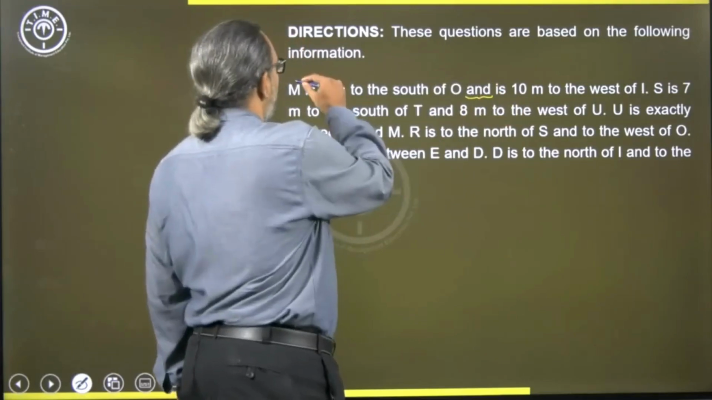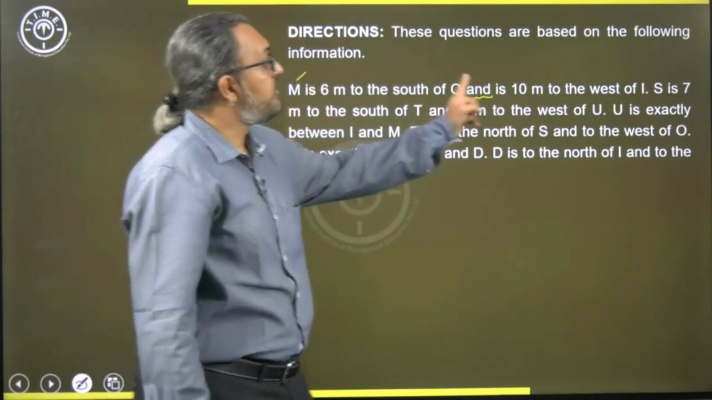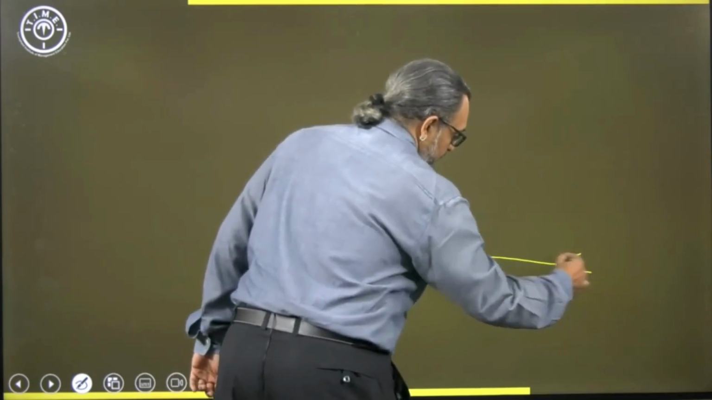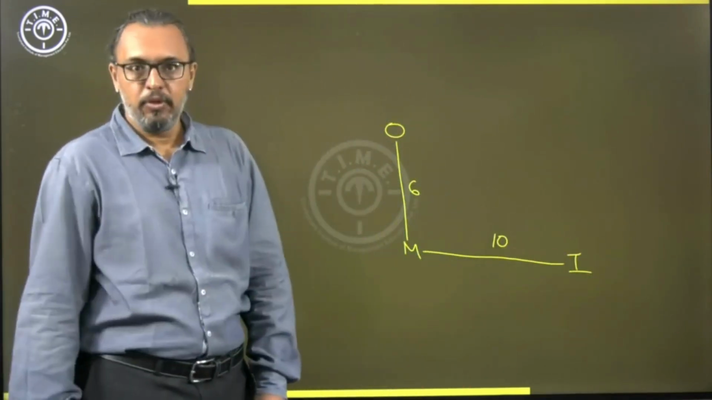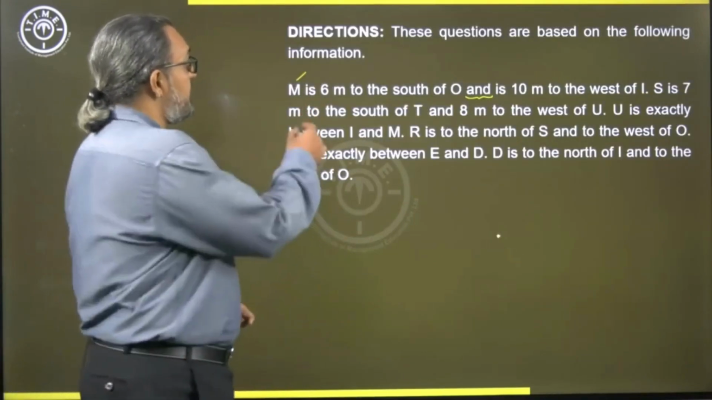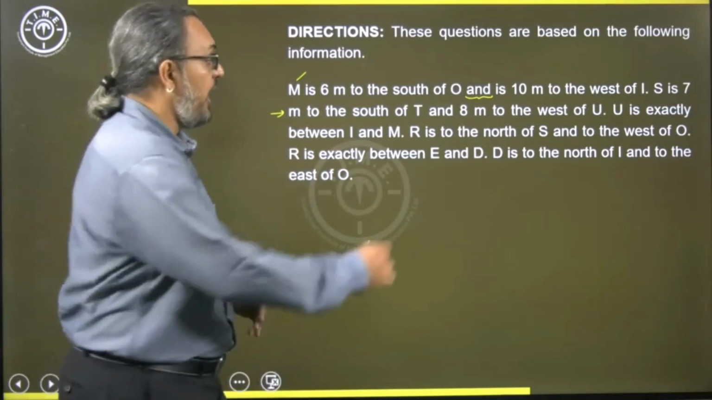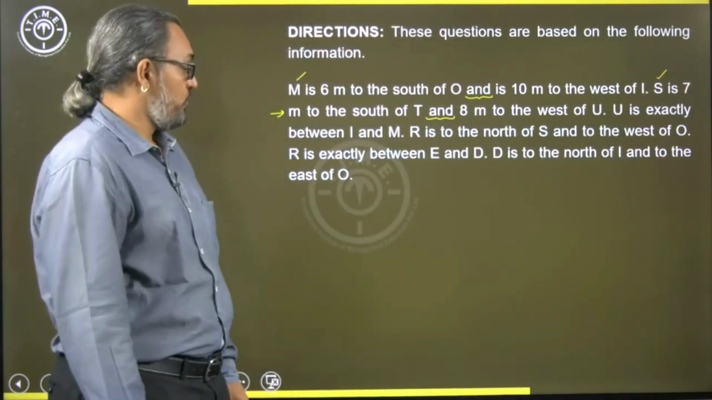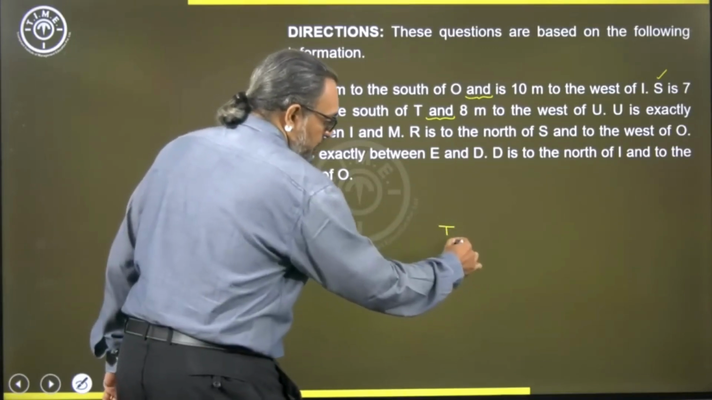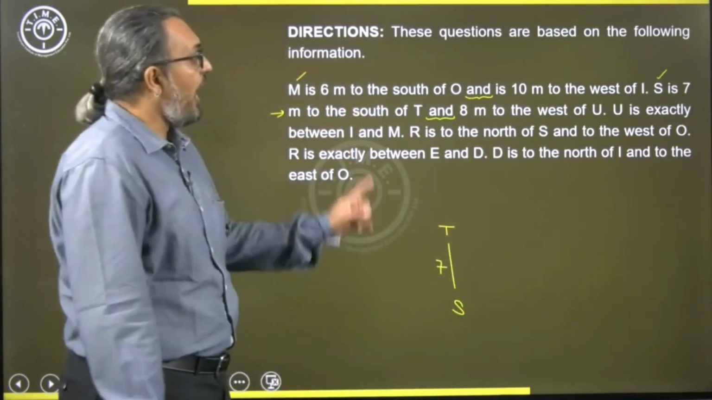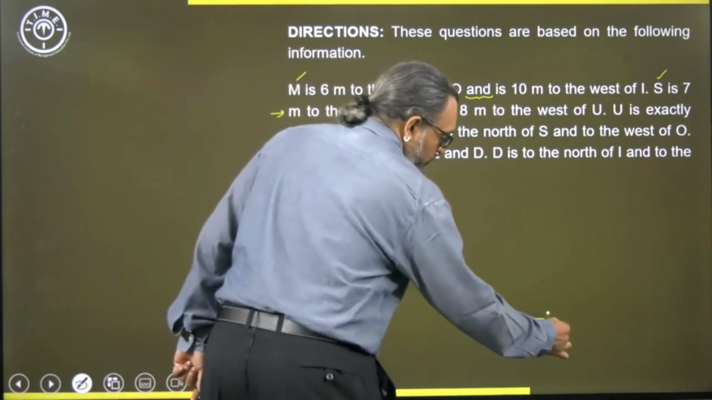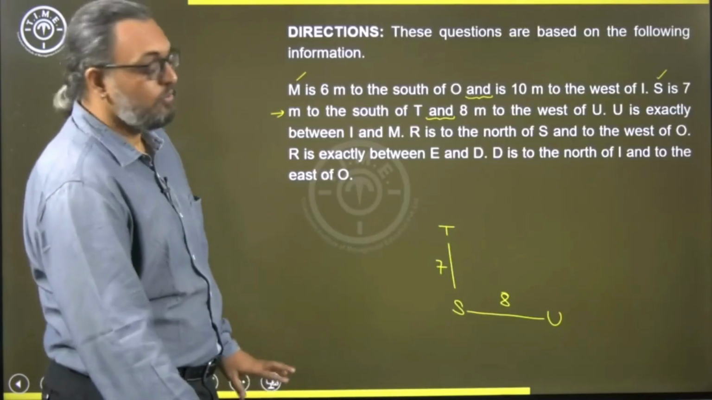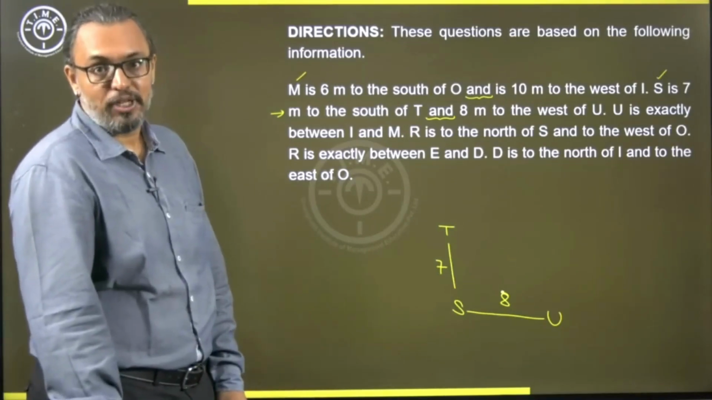And so when he says and, it refers to the first point, that is M is 10 meters west of I. West is left side of I. So like this. This is 10 meters. Then S is 7 meters to the south of T, and again it is about S, the first point, 8 meters west of U. So below T you have S 7 meters, and 8 meters west of U means S is left of U 8 meters. Now we have the points S, T and U, but I don't have those right now. So let us put it separately, then we will check.